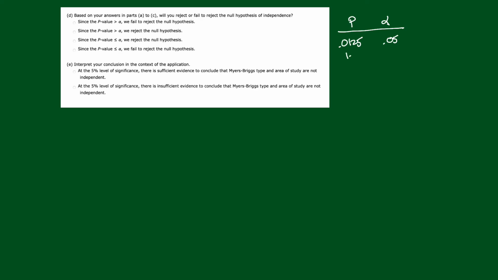Now, this is about 1.25%. This is 5%. This is less, right? So if it's less than, I reject H naught. So I'm going to reject H naught. So what does it say over here? We're going to reject H naught at 0.05. The top one says since P is greater than alpha, but it's not greater than alpha. So it's not this one. P is less than alpha, so we're going to reject the null hypothesis. This is the one we want. If it's less than alpha, we reject. So I'm going to claim it's this one here.